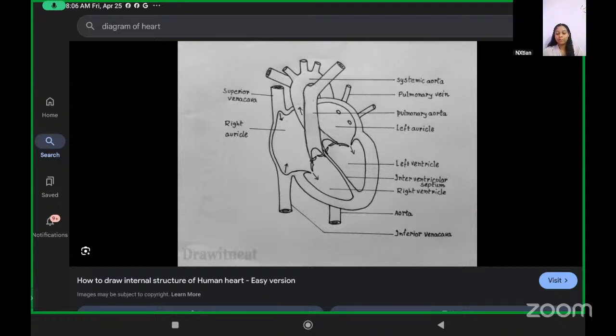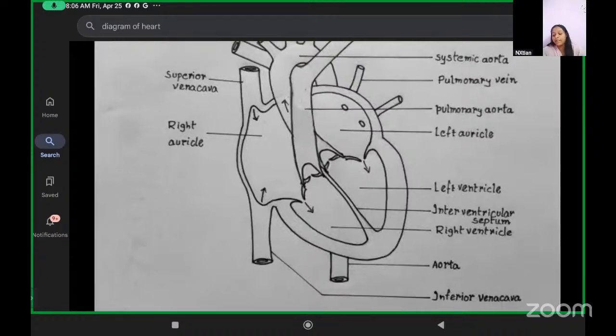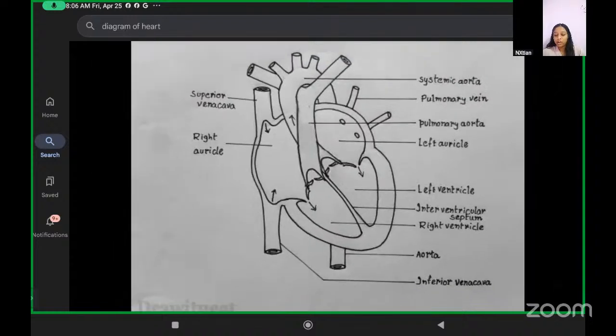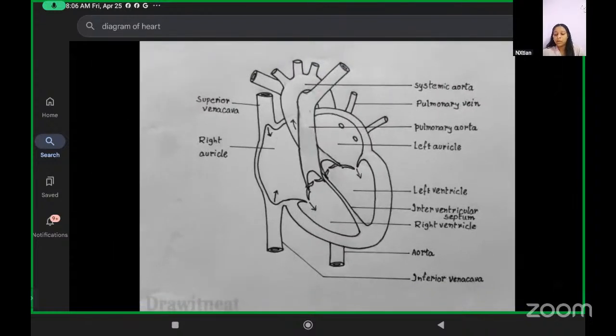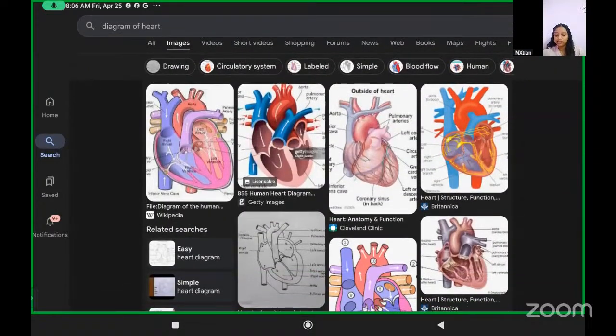Even if it is closed, you are able to make it close. What should be clear is the four chambers. Like in this one, how it's clear: the left ventricle, right ventricle, right auricle, and left auricle. Also the pulmonary aorta and pulmonary veins should be there. And the vena cava you have to mark. All those things you have to mark.